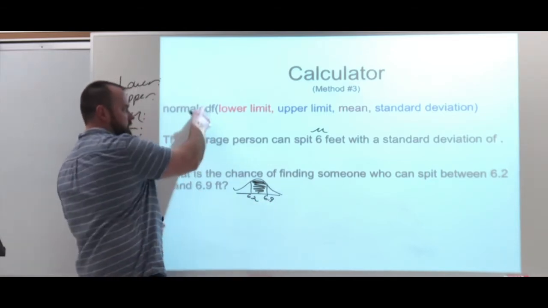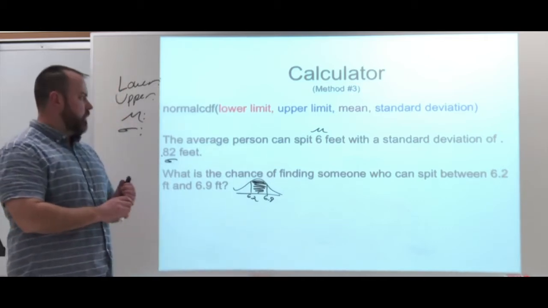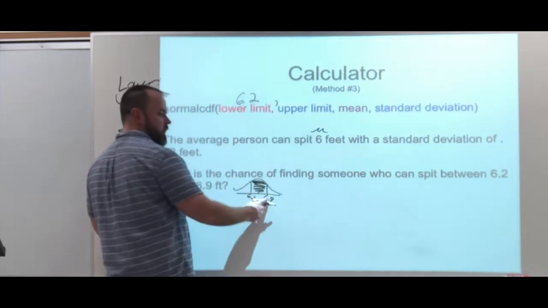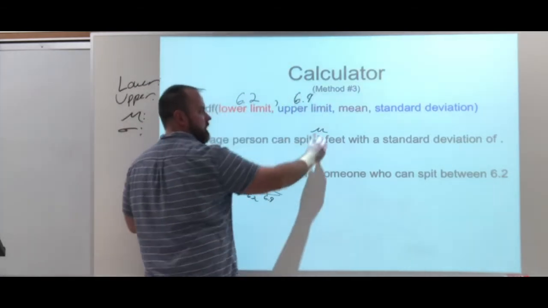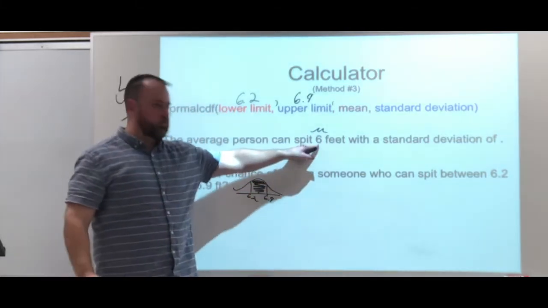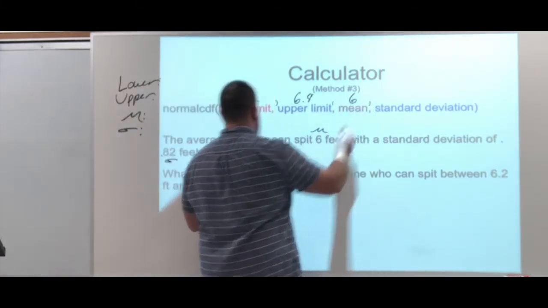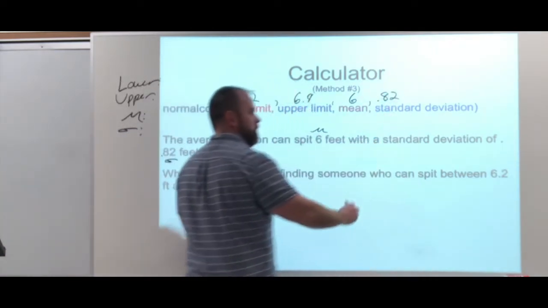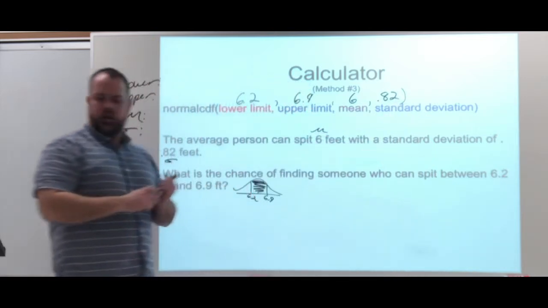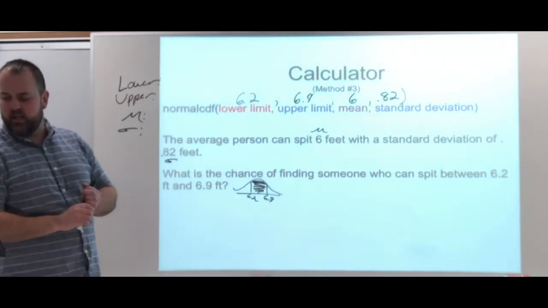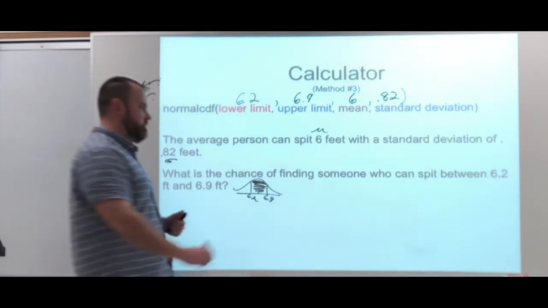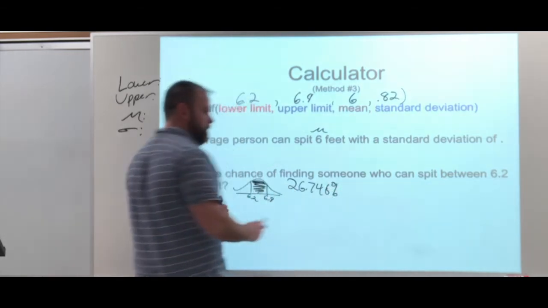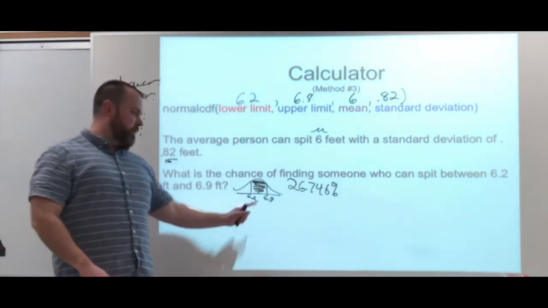So if I'm using this in the normal CDF, I'm going to plug in my lower bound, 6.2, comma, upper bound, 6.9, comma, the average was my 6 feet, and my standard deviation was 0.82. Close parenthesis. And if you enter that in, you should get 26.746. So that's if it's giving you both boundaries, lower and upper.